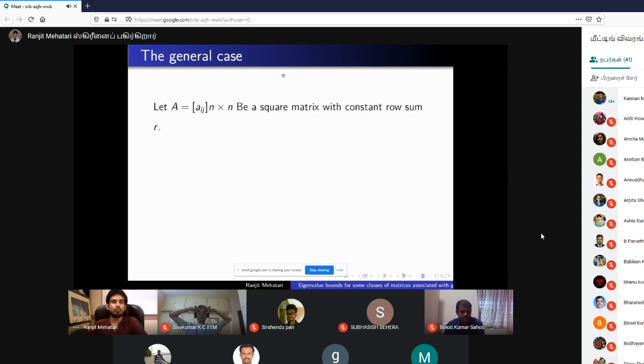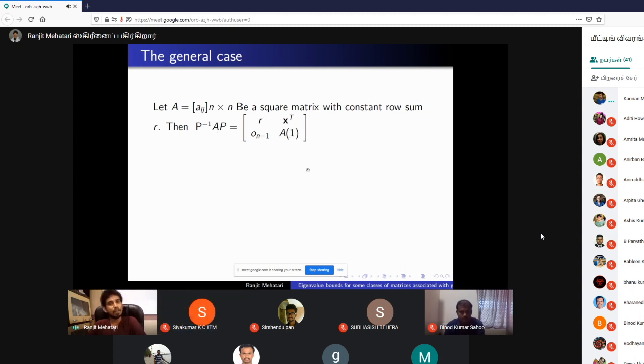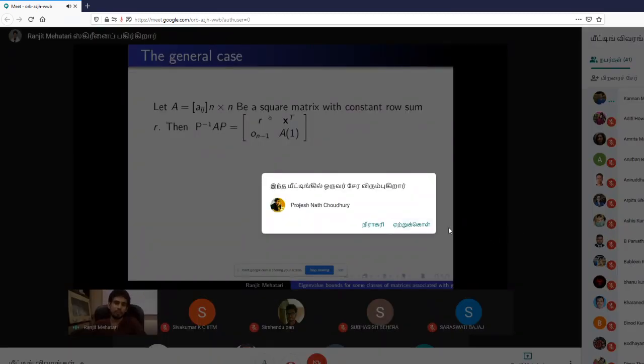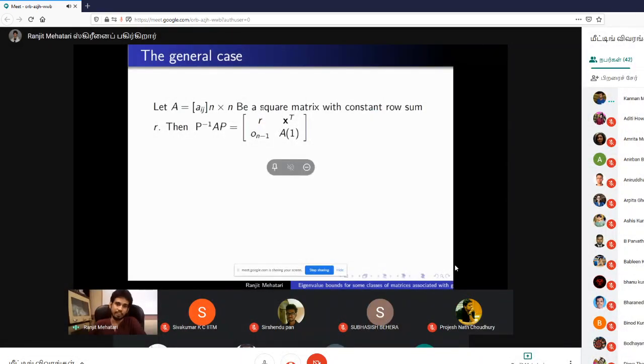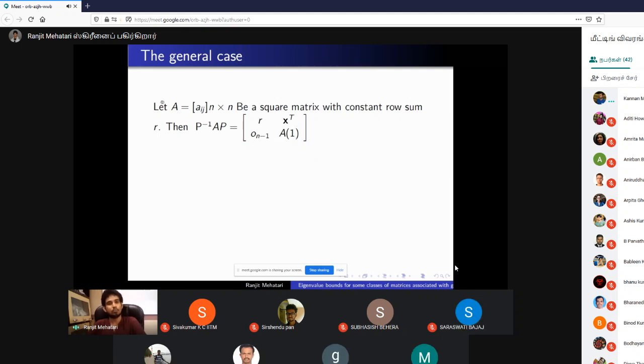Now, we try to perform the same matrix multiplication. Suppose we have an n by n square matrix A with constant row sum R. Then, if we perform the matrix multiplication P inverse AP, we get a block upper triangular form, where the leading entry is the constant row sum of the matrix A.